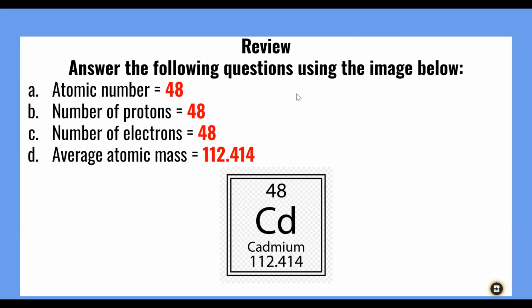Hopefully, you got these answers. This is to refresh our memory as to what atomic number is. Atomic number is the number of protons. It's in the periodic table, above the symbol, okay? So if atomic number is 48, number of protons is 48. Remember, every element in the periodic table is neutral. Therefore, the number of electrons is also 48. Then the atomic mass is here, okay? Hopefully, you got it right.